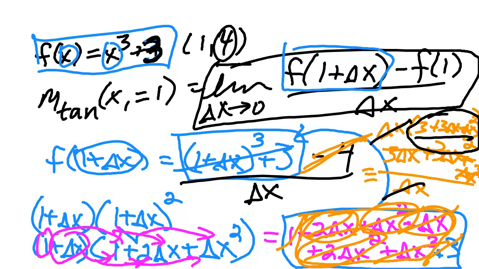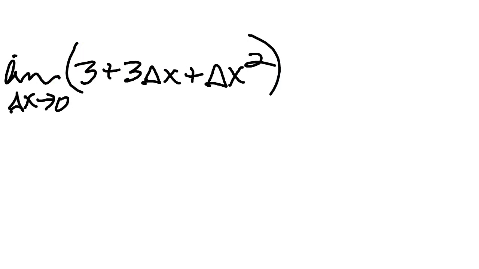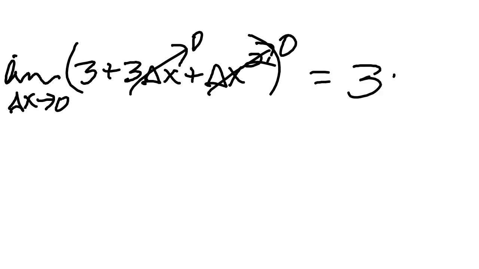And now, let me rewrite that. So I have 3 plus 3 delta x plus delta x squared. And then I want to take the limit as delta x approaches 0 of that thing. And so if I do that, I can just go ahead and let delta x go to 0. That's going to go to 0, and that's going to go to 0, and that equals 3.